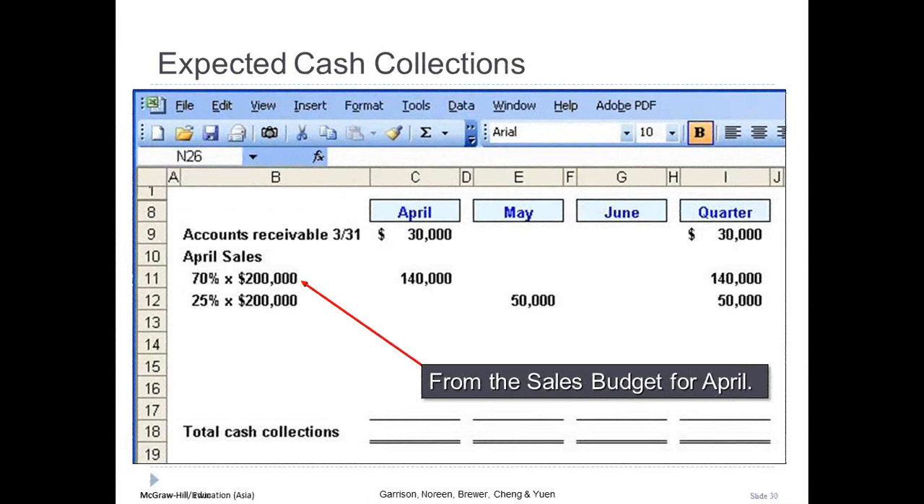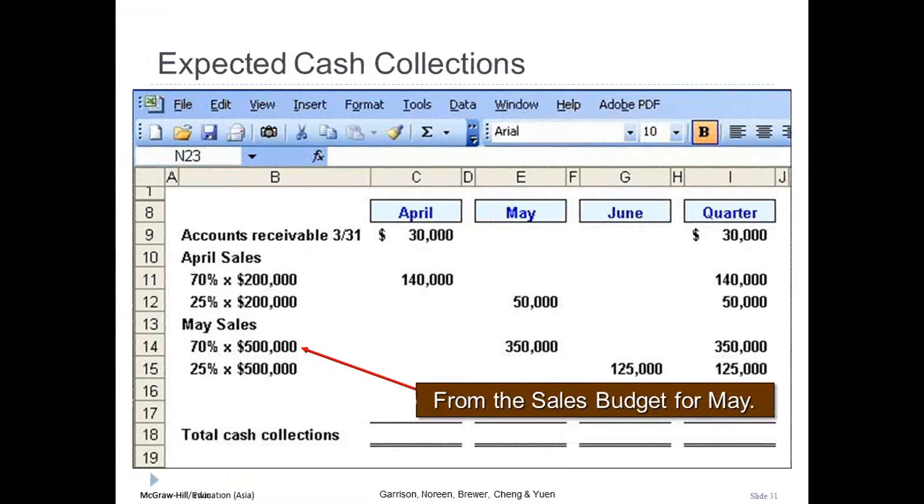The second step is to calculate the credit sales in April that will be collected during each month of the quarter. We will collect another $140,000, which is $200,000 times 70%, in April. In addition, 25% of April projected sales will be collected in May. So $50,000 of April sales will be collected in May. Finally, 5% of April sales will prove to be uncollectible. This amounts to $10,000, which is $200,000 times 5%.